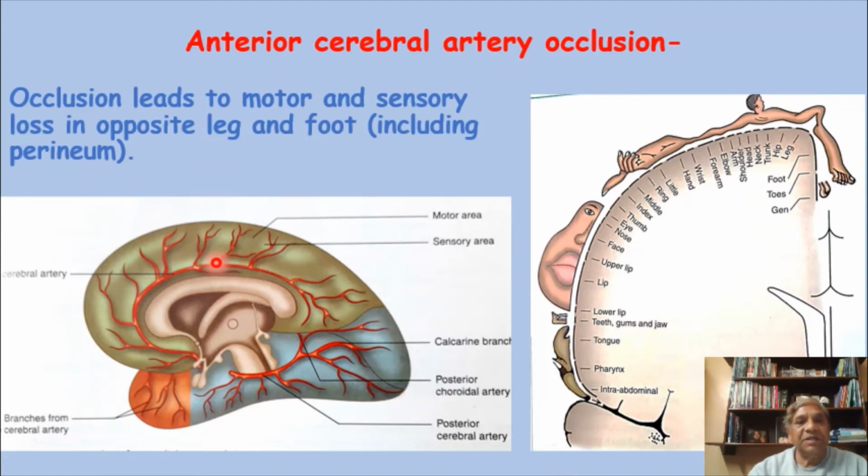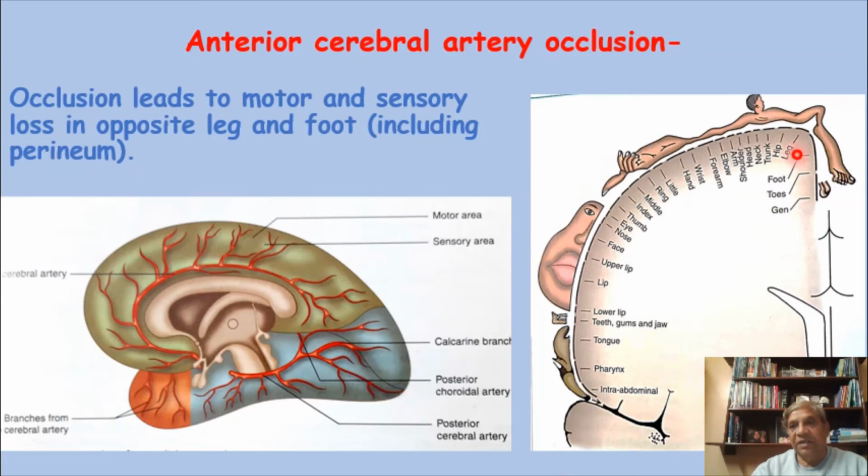So if occlusion takes place of the anterior cerebral artery, most of the part of the anterior cerebral arteries are seen here. You can see this is an anterior cerebral artery, and if this artery gets occluded, all this area of the frontal and that of the parietal lobe on its medial surface will not get the blood. That is, the gray matter of these lobes will not get the blood supply. So this occlusion will lead to the loss of sensory and motor supply to the opposite leg and foot.